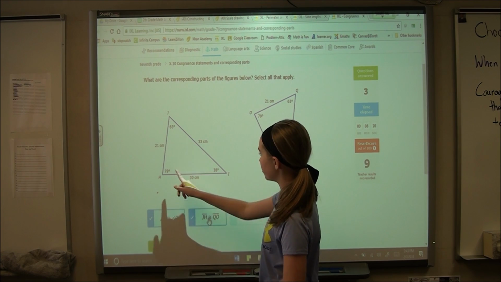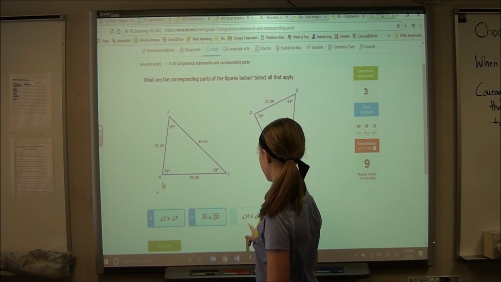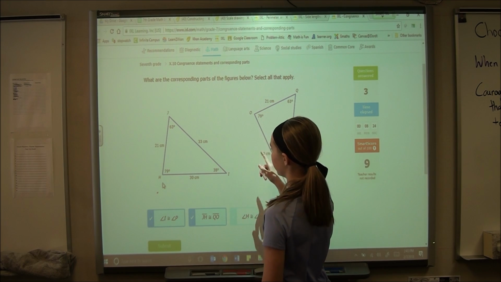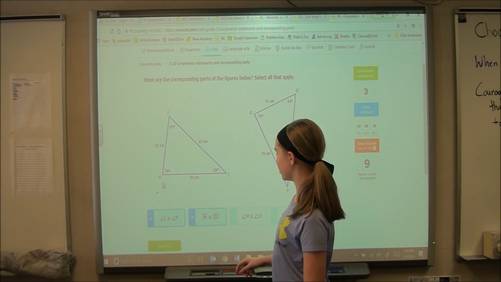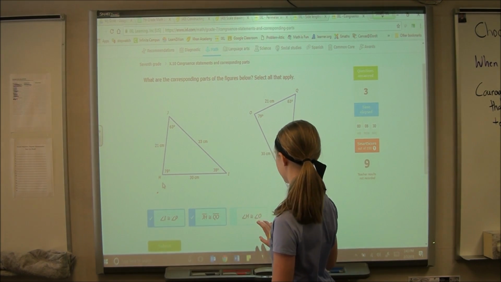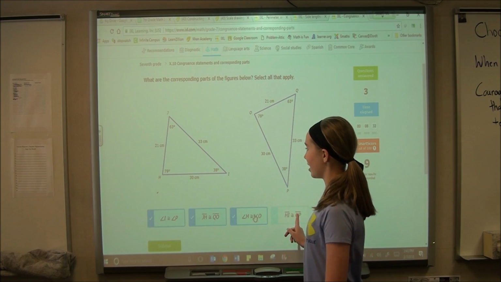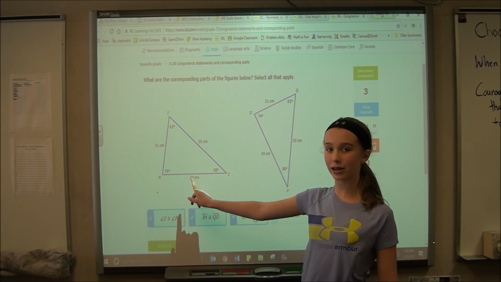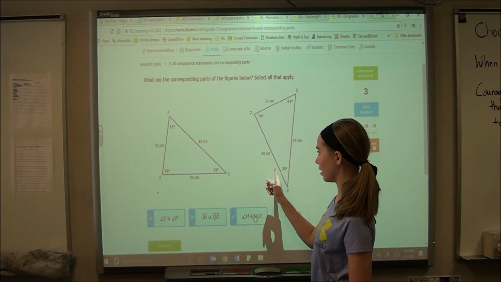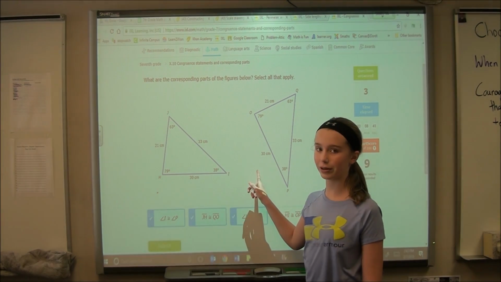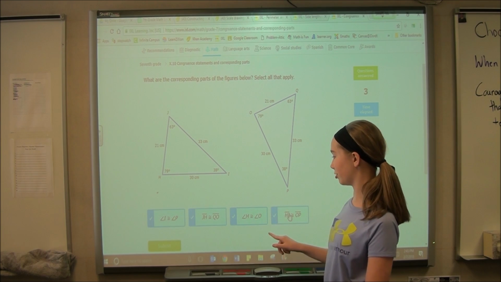The angle H, which is here, and the angle O, which is here, they're both 79 degrees, and since no other ones have 79 degrees, that would also be true. And H and I has 30 centimeters between it, and O and P also has 30 centimeters between it, so that would also be true. So they're all true.